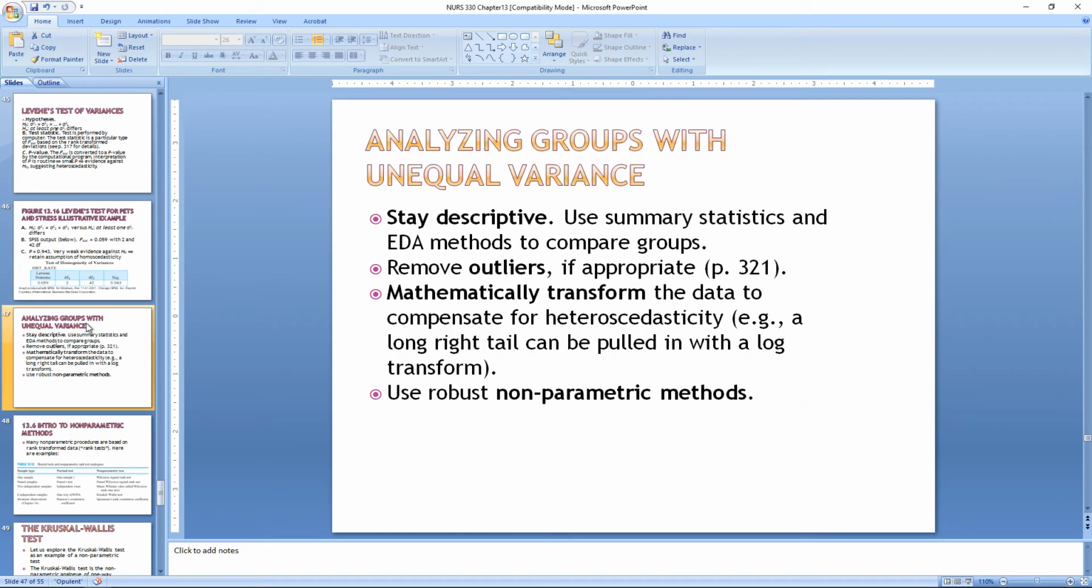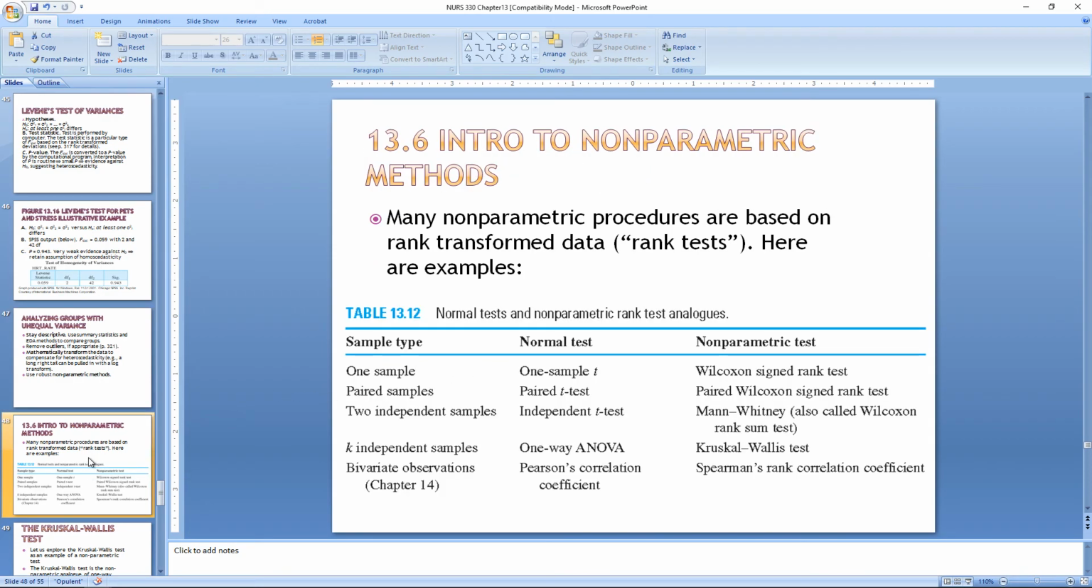So, analyzing groups with unequal variances, use summary statistics and EDA methods to compare groups, where you want to remove outliers if appropriate, and mathematically transform the data to compensate for heteroscedasticity. Example, a long right tail can be pulled in with a log transform. And then you want to use robust non-parametric methods.